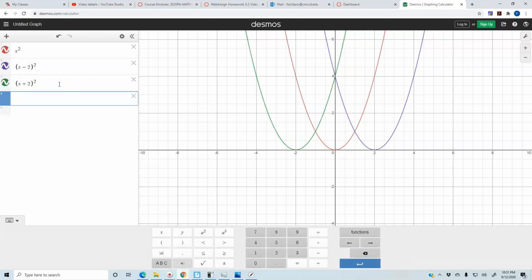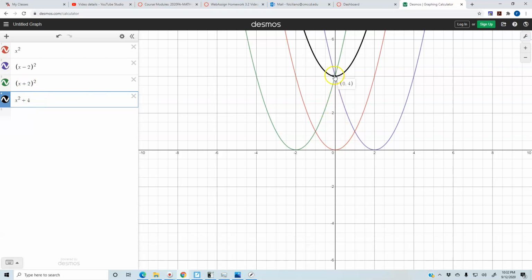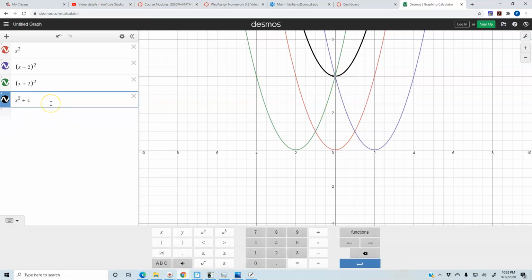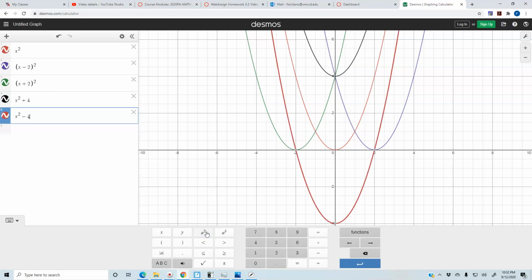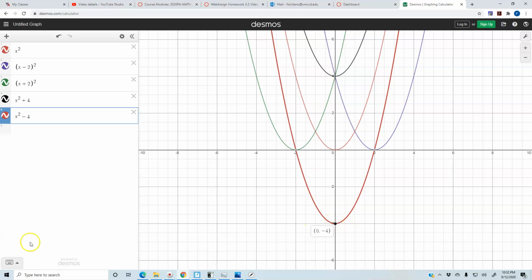Now, let's take a look at the vertical shift. If we have x squared and we want to add 4 to that, you can see here that because we're adding to the output, not within the parentheses, we're not adding to the input, therefore it's shifted up 4 units. Likewise, if we take x squared and subtract 4 from that, we're subtracting 4 from the output, so we move the graph down 4 units.